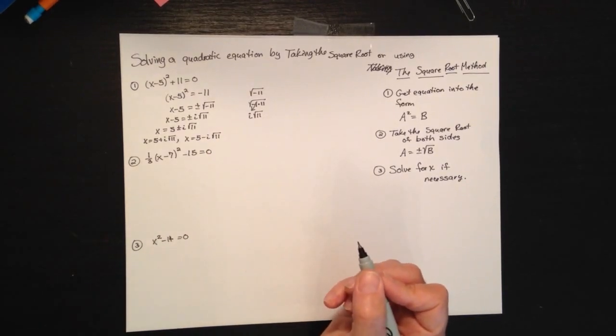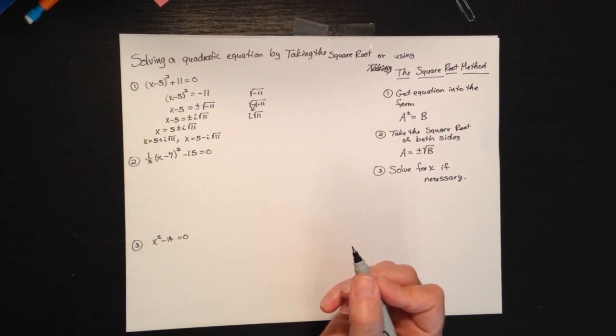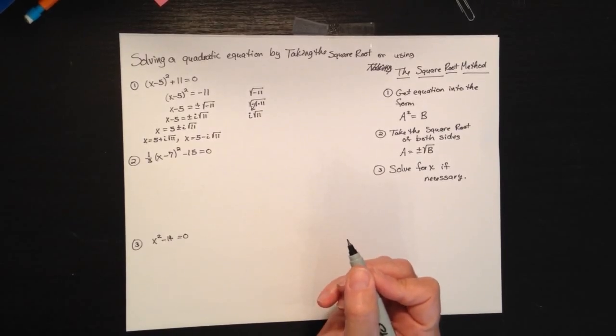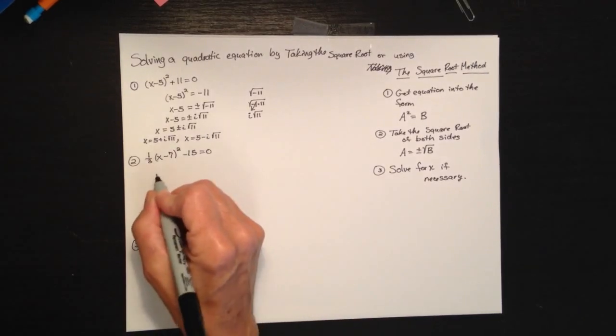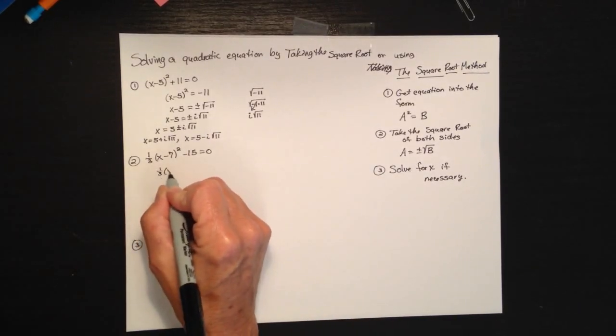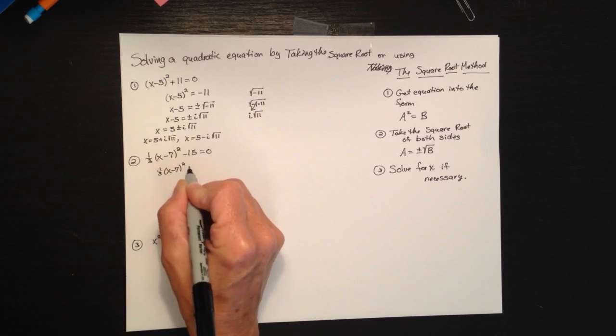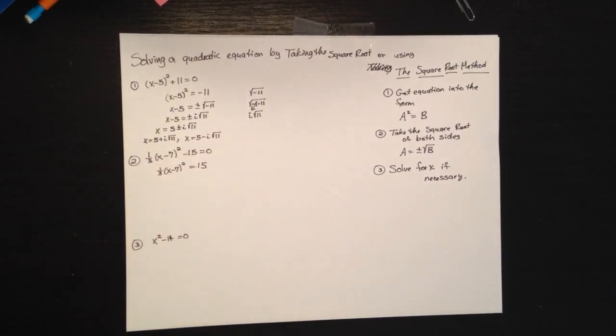On number 2, this is the equation that they give us: 1/3 times (x minus 7) quantity squared minus 15 equals 0. And we want to isolate the something squared. We want to isolate (x minus 7) squared. We can add 15 to both sides. We get 1/3 times (x minus 7) squared equals 15 once we do that.